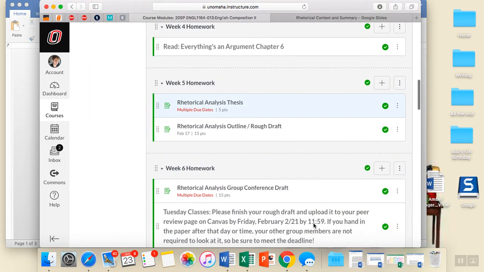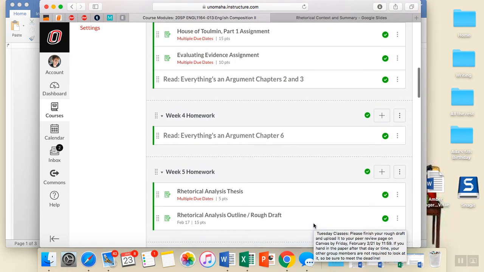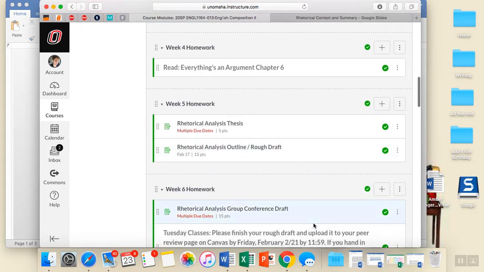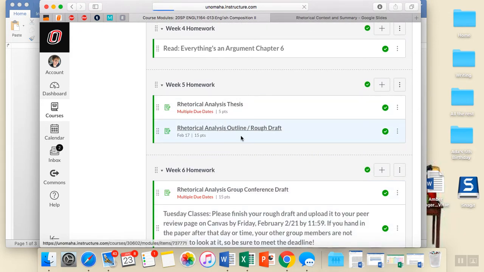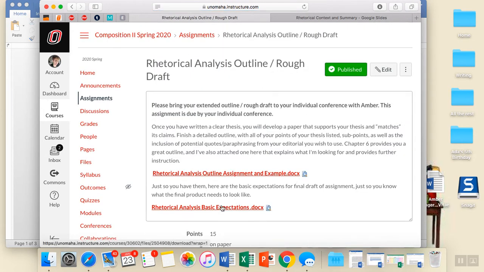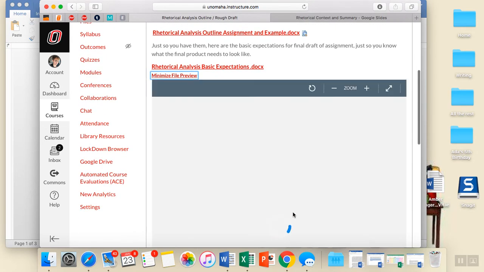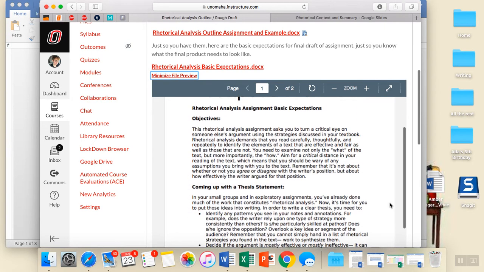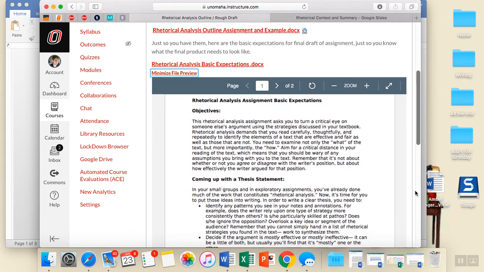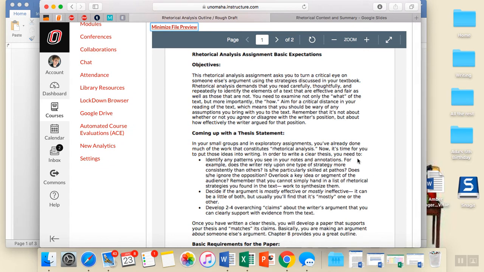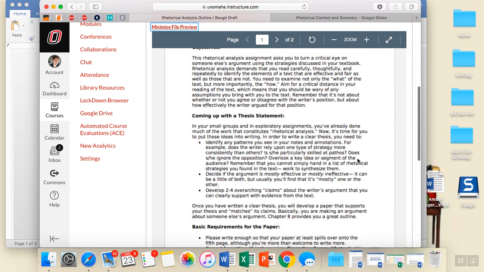If you scroll down into some of the later weeks, I just want to show you the general idea of what the rhetorical analysis is about, what we're leading up to. This is the basic expectations sheet. Maybe I'll just click preview. Basically, what you'll be doing ultimately is, after reading and analyzing your editorial from those options, you will be deciding whether or not that editorial worked in terms of its rhetoric.